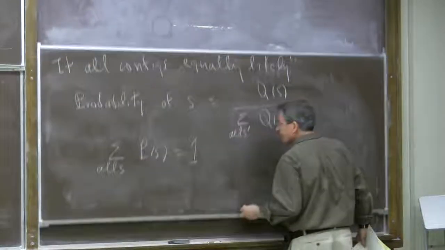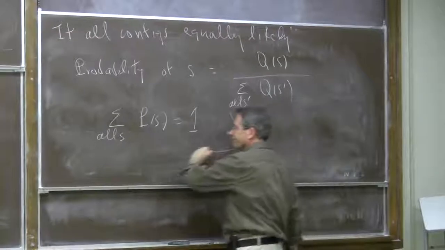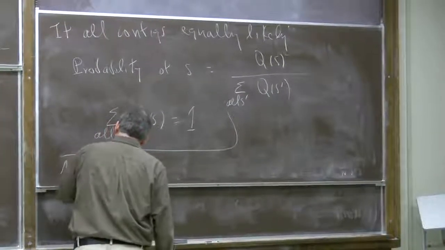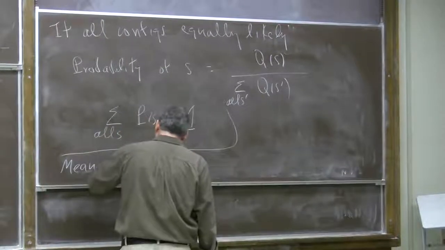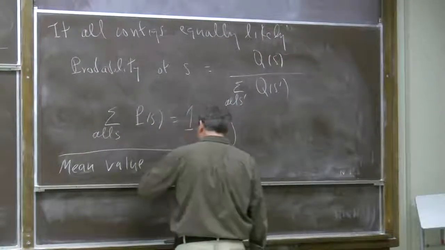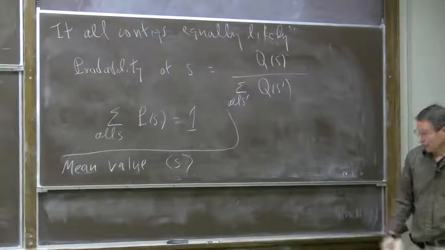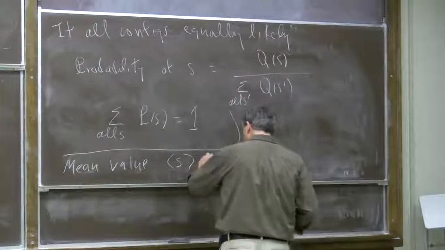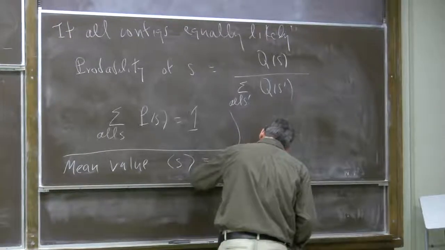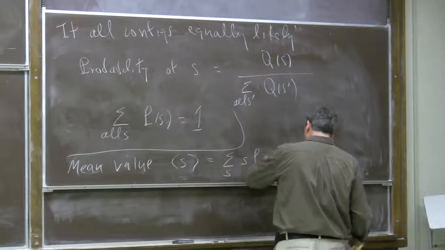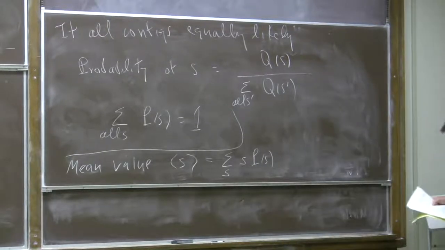Now, when I speak of average values, if I'd like to know in this ensemble what we predict for the value of s, I consider the mean value, I'll denote it that way, governed by this probability distribution, and that just means the sum over all values of s times the probability of s.